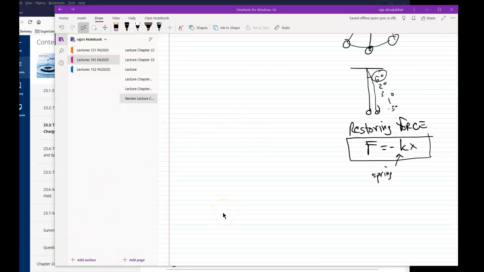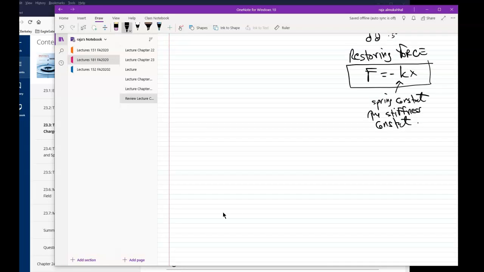I like to call it, for the spring, the stiffness constant. It tells you how stiff the spring is. But that's not our subject, really, the spring thing. Let me just elaborate a little bit more on this equation, F equals minus kx. Now, the minus sign here means it's a restoring force.